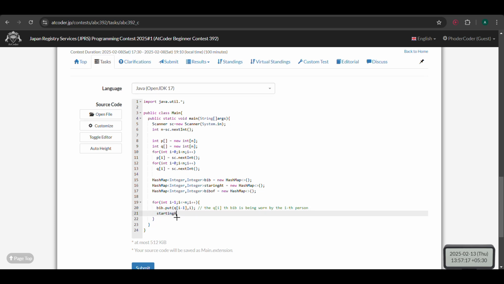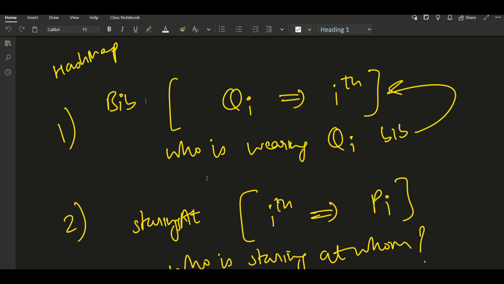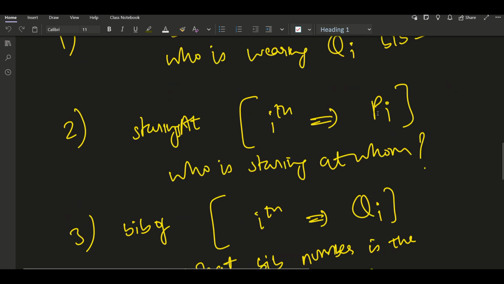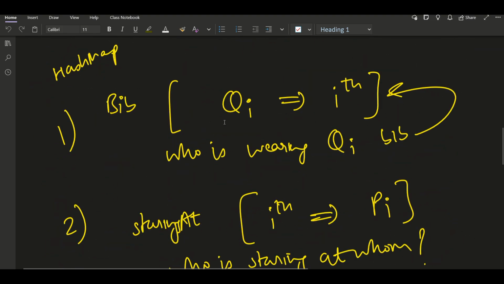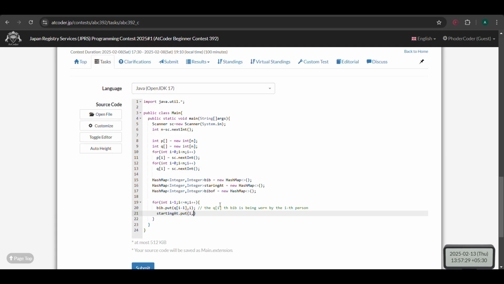Then for the second hash map, we will put who is staring at whom. The ith person is staring at the person p of i. That is what is written in the problem statement. So for every ith person, we are doing p of i minus 1. Now why am I doing i minus 1? Because I have to keep it in the current index, right? We are running the loop from 1 to n, but for indexing, we must subtract 1 for it. Alright, so the ith person is staring at p of i, right? So that is also done.